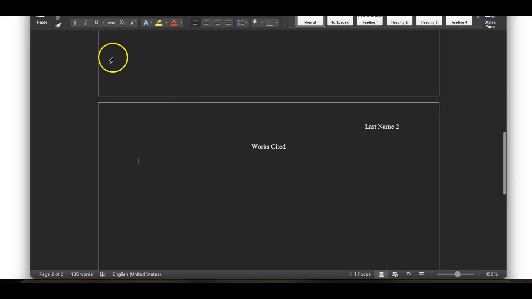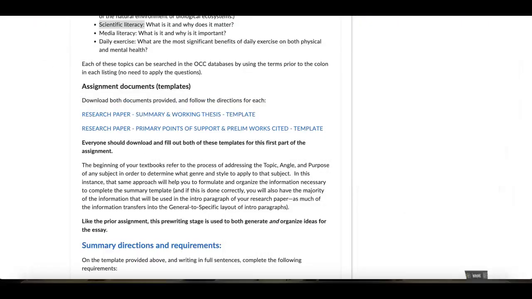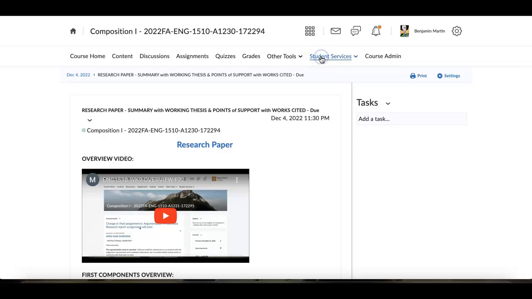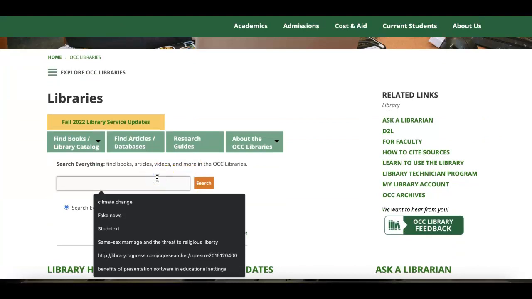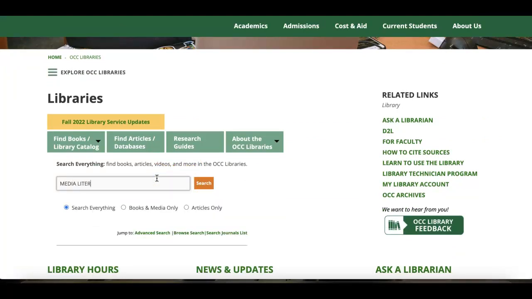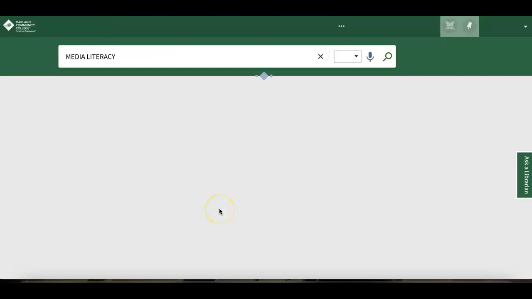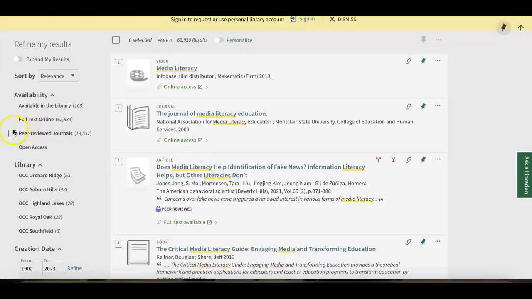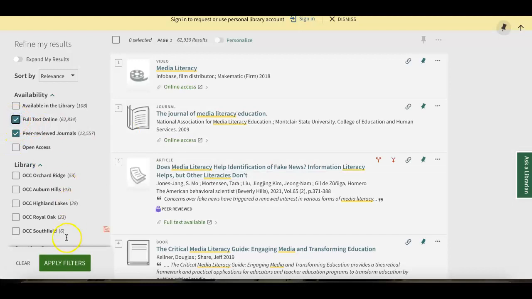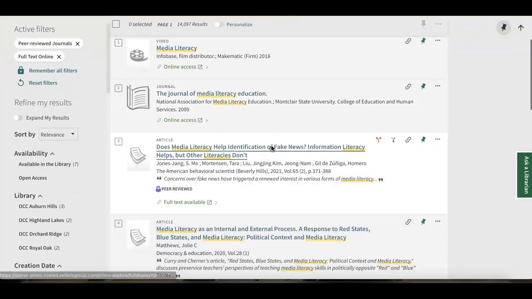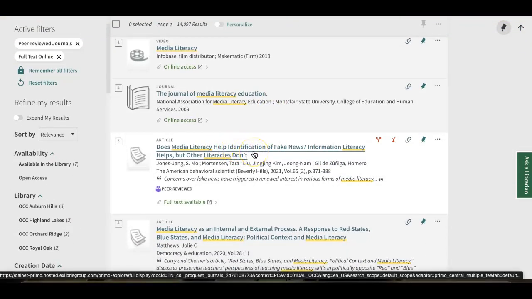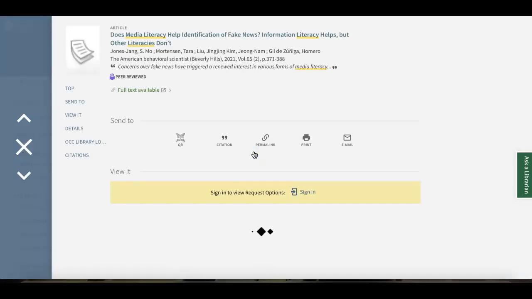Now, with these citations, make sure you remember that in through the databases, if you're using sourcing through the school, if you go to library and you type in something along the lines of media literacy, and we get these results. And I go down the left-hand side and I say peer-reviewed and full text and apply filters. If I'm going to be looking at one of these, does media literacy help identification of fake news? Informational literacy is what we used to refer to all of it. Now, media is an additional add-on component.